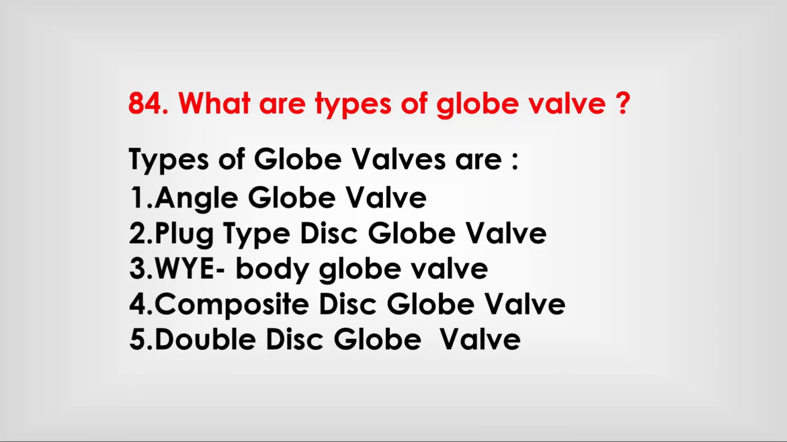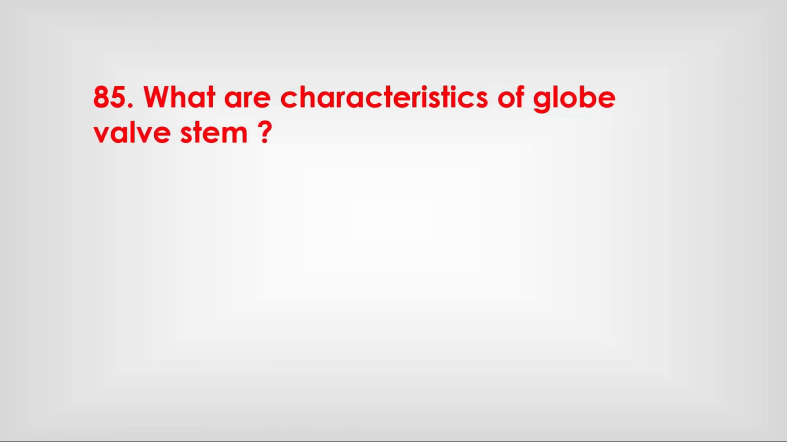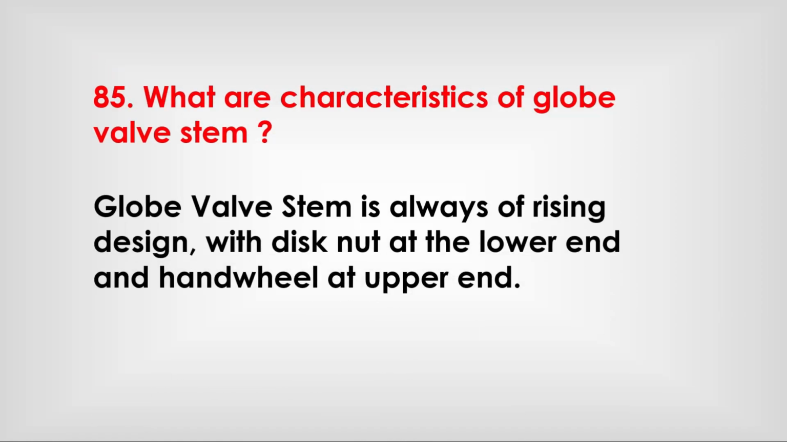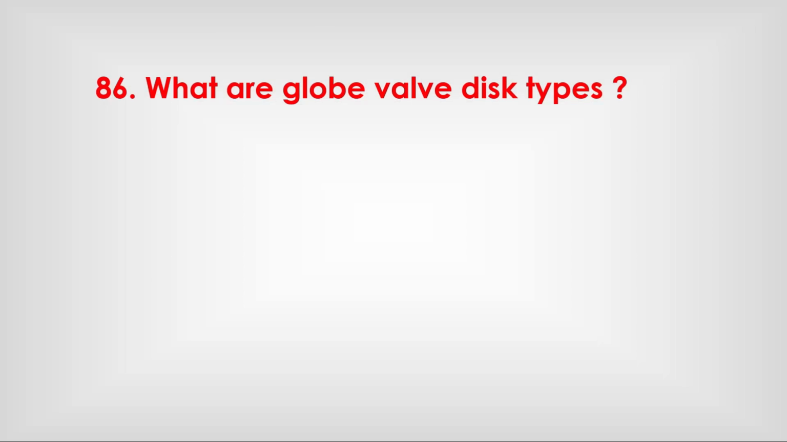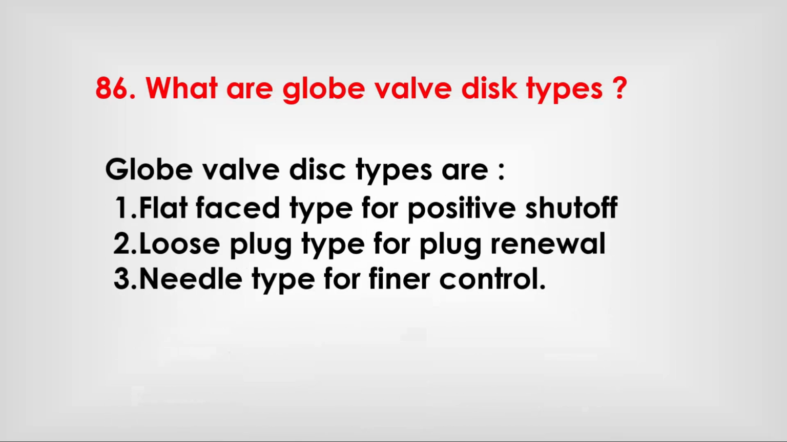What are types of globe valve? Types of globe valves are angle globe valve, plug type disc globe valve, WY type body globe valve, composite disc globe valve, double disc globe valve. What are the characteristics of globe valve stem? Globe valve stem is always of rising design with disc nut at the lower end, handle at the upper end. What are globe valve disc types? Globe valve disc types are flat face type for positive shutoff, loose plug type for plug renewal, needle type for final control.